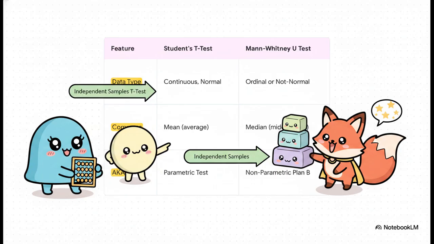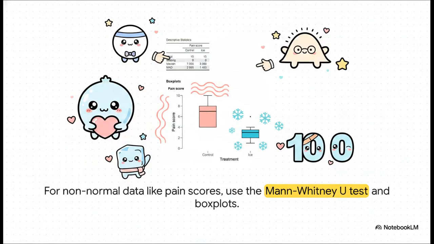As you can see here, instead of comparing the average or the mean, this test compares the median, which is just the middle value of each group. It's the perfect backup plan to have in your pocket. Here's a quick example. Let's say you were comparing pain scores, rated from 0 to 10, for 2 different treatments. That kind of ranked data is the perfect time to use the Mann-Whitney U. And when you go to make a graph, instead of showing the means, you use these things called box plots, which are great for showing the distribution and the median.